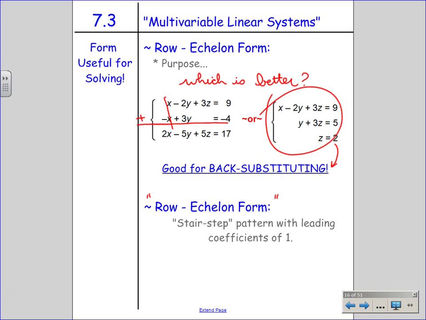Rarely ever will the problem start off like this. Usually we go from something like this, following a system, trying to get it to look like that, so then we can go ahead and solve and finish. So, what's going on?